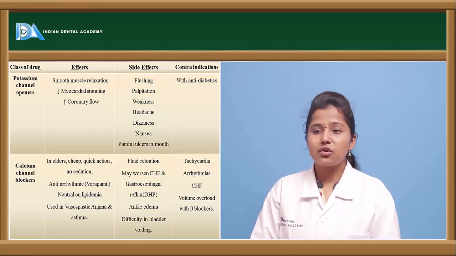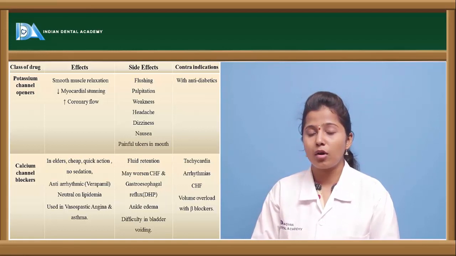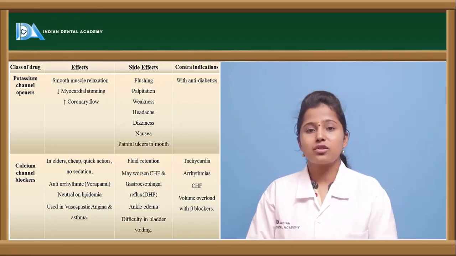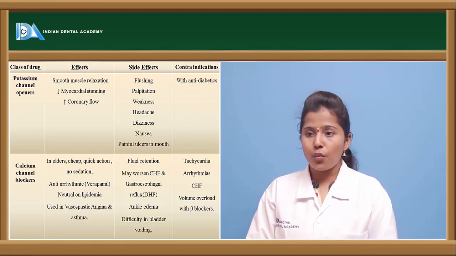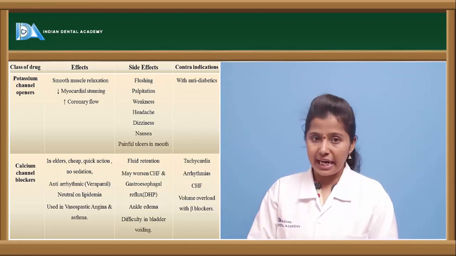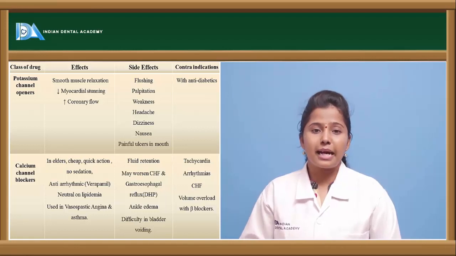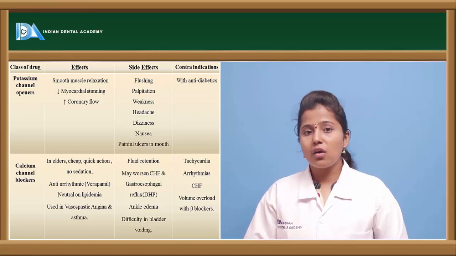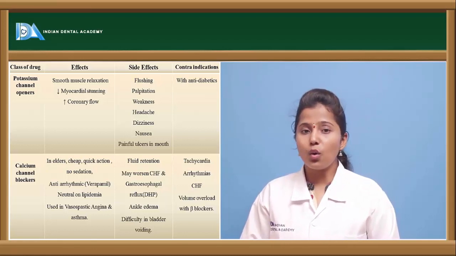And gastroesophageal reflux. In gastroesophageal reflux, calcium channel blockers should be avoided, or they will cause gastroesophageal reflux if taken in overdose. And the other one is ankle edema. In the ankle we can find edema. And difficulty in bladder voiding. So urinary bladder functioning will not be proper when calcium channel blockers are taken in overdose.